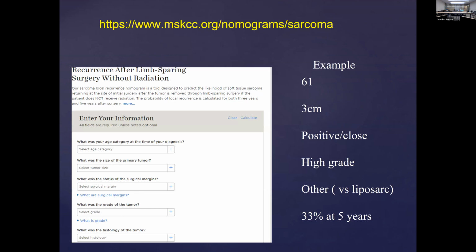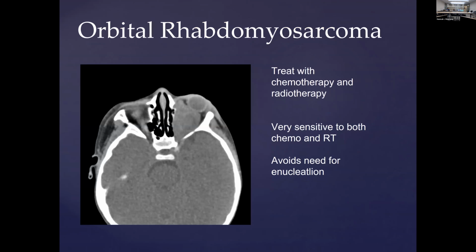You already saw this Memorial Sloan Kettering algorithm for survival. Well, they also have it for local recurrence. So what's the recurrence after limb sparing surgery if you don't give radiation? And you can put in your numbers, for instance, a 61-year-old guy with a 3 centimeter tumor with a close margin, it's high grade, what's the risk? And then you put in the histology, because what's the risk of a local recurrence? So it can help you decide what to do based on this.